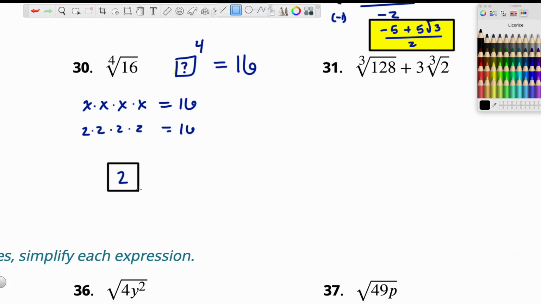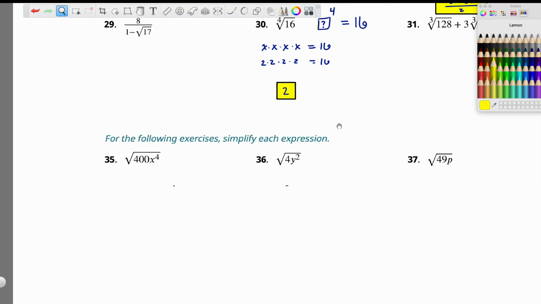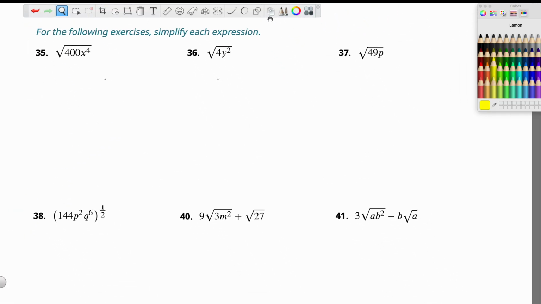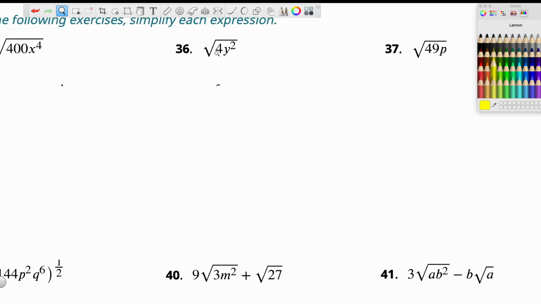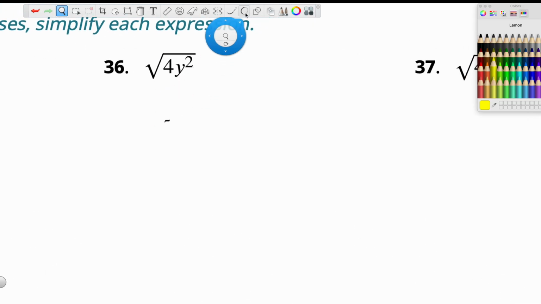And the way that you really do that is just by knowing your multiplication tables a bit and just how you expand that to different roots. Okay? For the following exercise, simplify each expression. So we have the square root of 4y squared. We're looking for perfect square factors. So 4 is a perfect square, so that can come out, and y squared is a perfect square. So simply, for this one, it's just 2y.